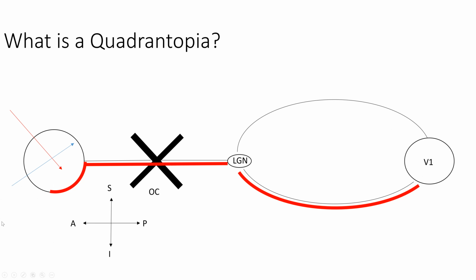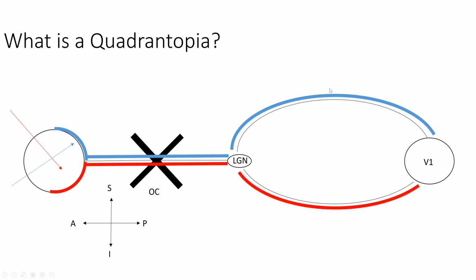In reverse, we'd have the lower visual field being detected by the upper part of the retina, going in more superior fibers through the optic nerve, chiasm, and optic tract to the LGN. And that's going to make its way to the primary visual cortex through these more superior fibers.